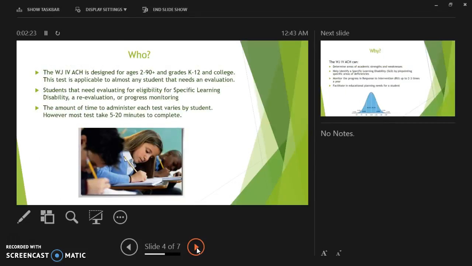Now, who would be good to use for this test? Well, anyone from the ages of 2 to 90 could use this test, grades K through 12 and college. This test is applicable to almost any student that needs an evaluation. Students who need evaluating for eligibility for a specific learning disability, a re-evaluation for an IEP, or progress monitoring. It takes around 5 to 20 minutes to complete a subtest, depending on what subtest you are giving.